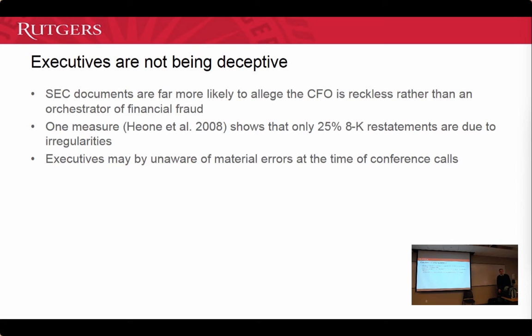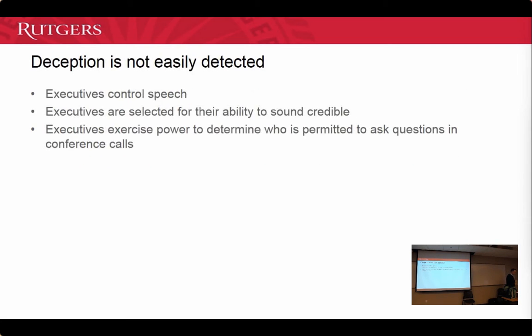And here, it's still entirely possible that the executives are unaware of these material errors at the time of the conference call, right? But the authors in the previous paper just use it as a given. And they said deception is not easily detected. But here, it's true, deception is not easily detected.